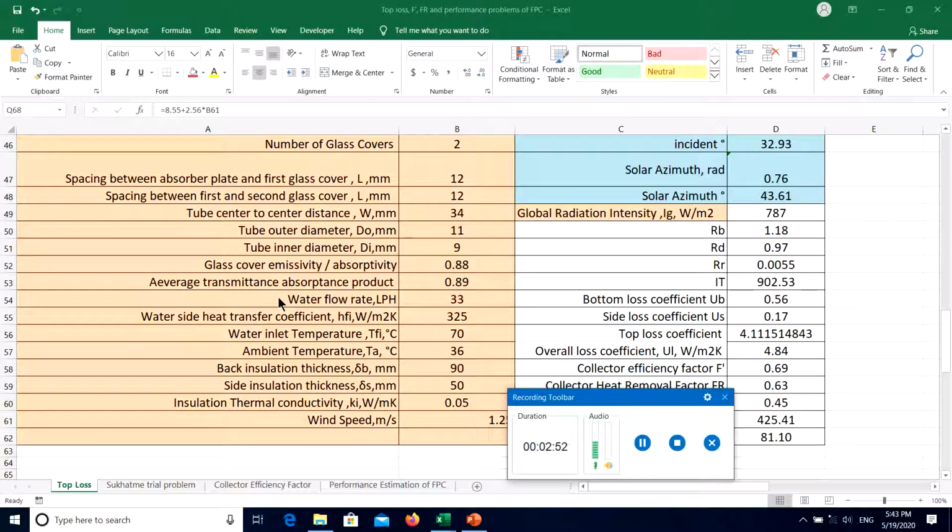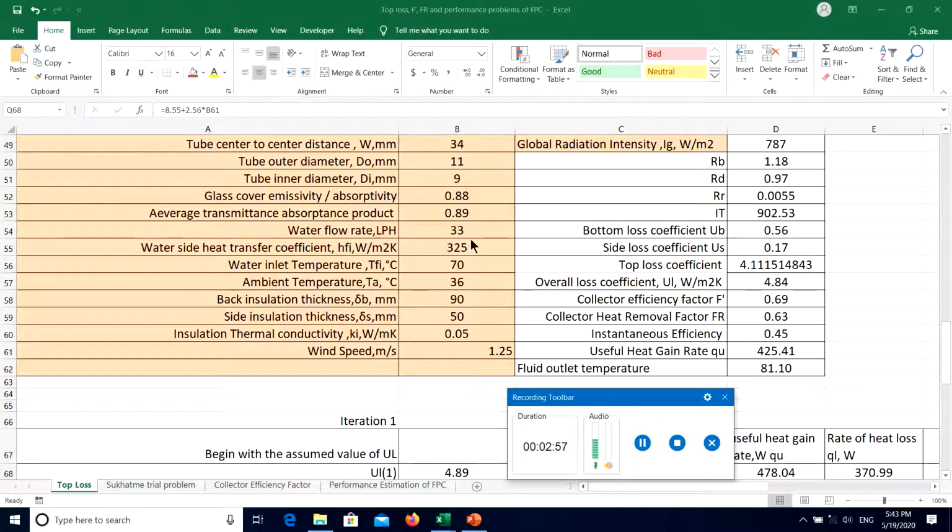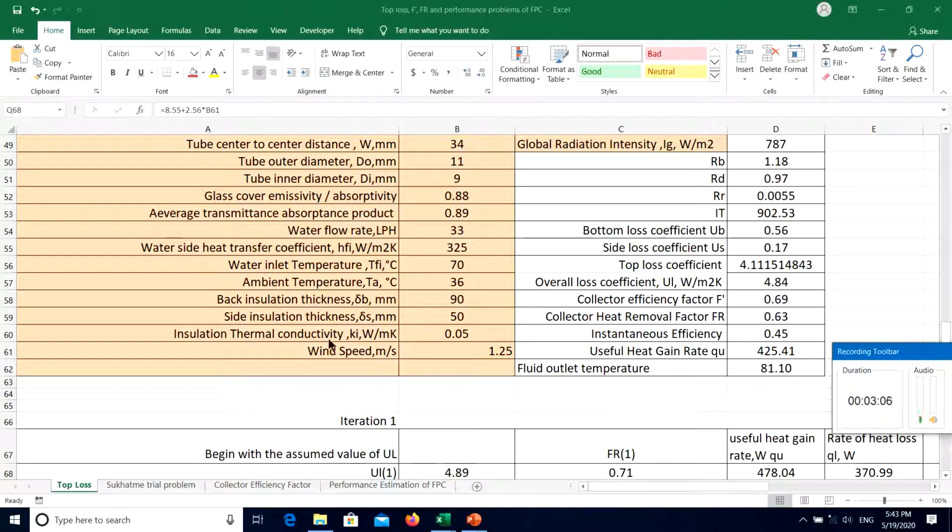average transmittance absorptance product tau alpha is given as 0.89, then water flow rate is 33 liters per hour, water side heat transfer coefficient HFI is given as 325, water inlet temperature 70 degrees Celsius, ambient temperature 36, back insulation thickness 90 mm, side insulation thickness is 50 mm, insulation thermal conductivity 0.05 watt per meter Kelvin, and wind speed. So this much data is given.